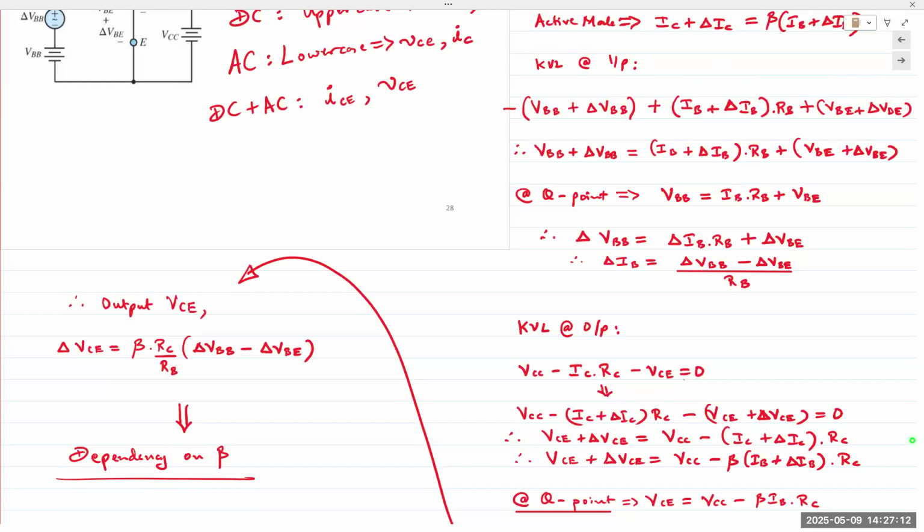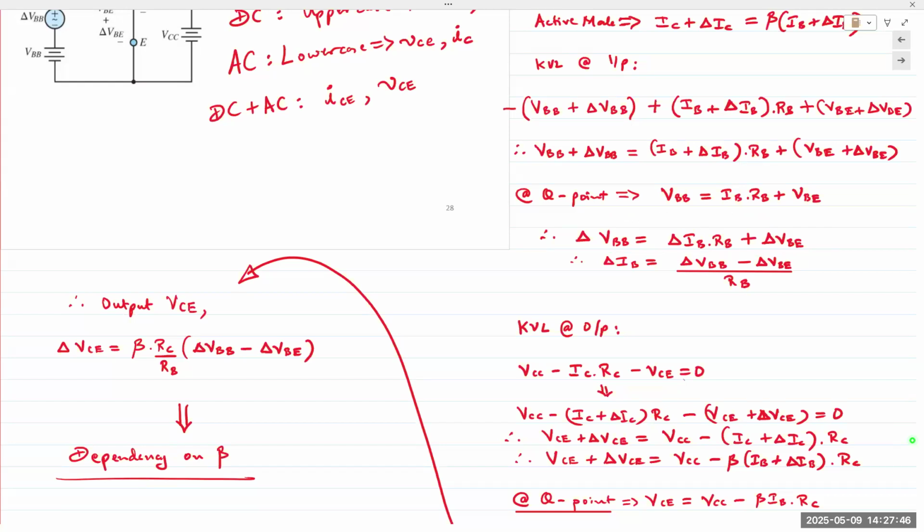If we talk about just the Q point, we are referring to only DC voltages and currents. That means there's no AC on it. We're ignoring the AC. We have the exact same equation: VBB is IBRB plus VBE. If we remove the DC from there, we can write the AC equation: delta VBB is equal to delta IBRB plus delta VBE. Exactly the same equation for DC as well as AC.